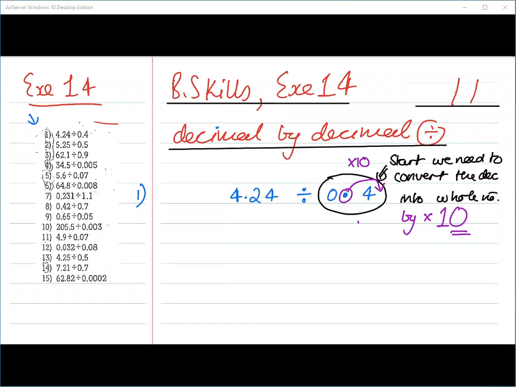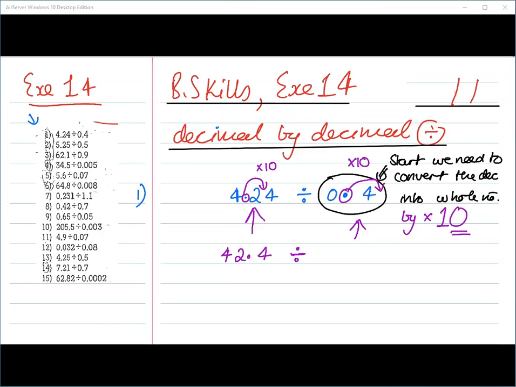If I multiply this number by 10, what do you think I should do to this number? You do the same thing. Fantastic. We do the same thing to keep the question balanced, to keep it in equilibrium. What we do to one part, we do to the other part to keep the question equivalent to the original question. So let's write down what we have now. The 4.24 gets converted into 42.4. The divide is still divide.